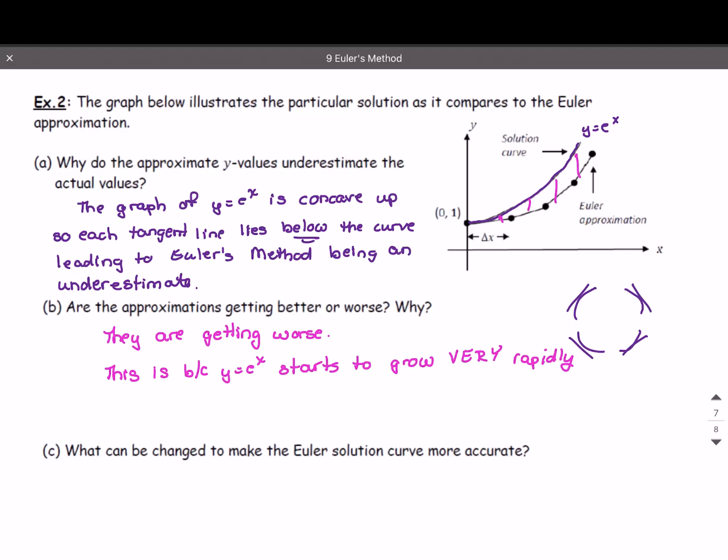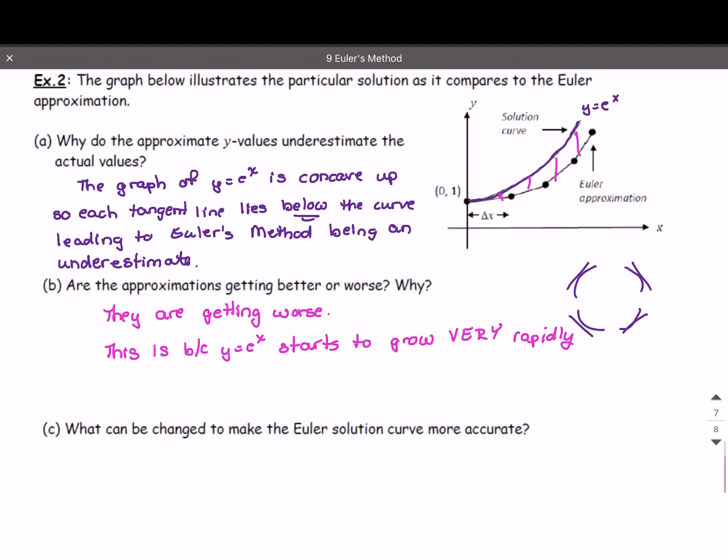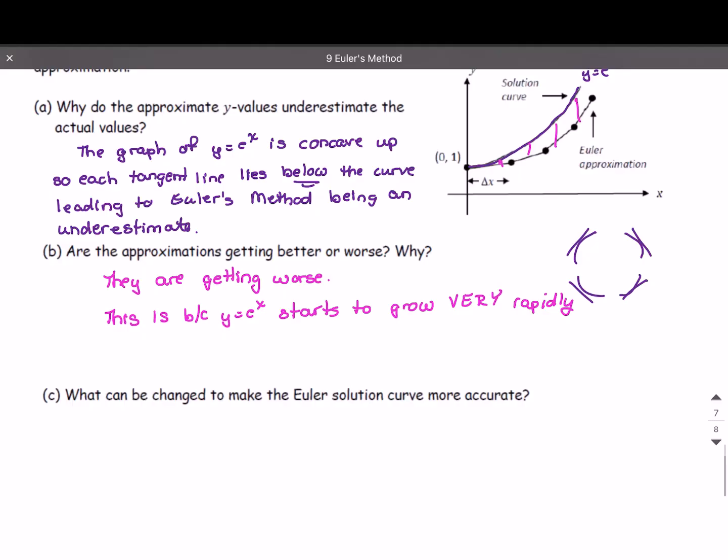Now my next question for you is, what can be changed to make the Euler solution curve more accurate? Well, it's what we talked about in the previous one. We need to make delta x smaller. More steps equals more accuracy.